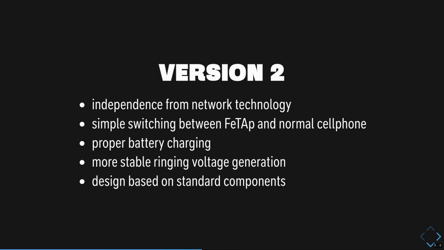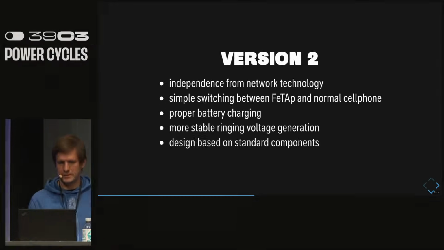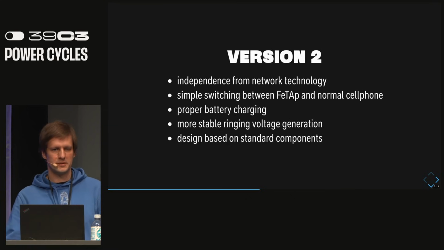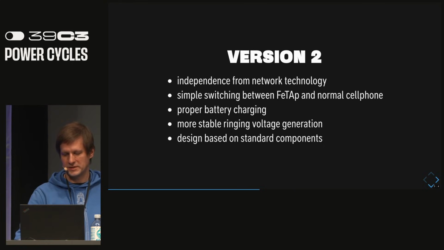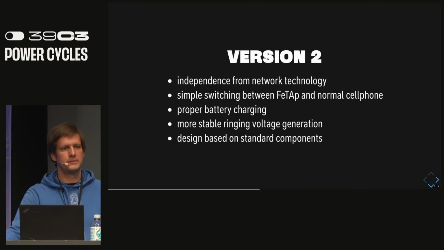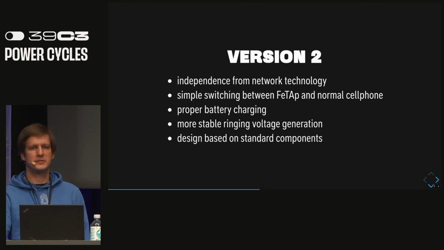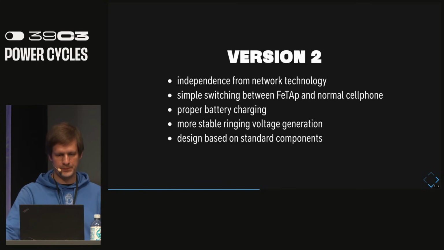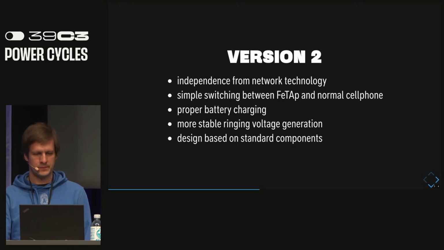So for version 2, my goal was to be independent from network technology. I don't want to be outdated when, for example, 4G or 3G gets outdated. I also want to make switching between using the FeTAp phone and the normal cell phone simple. Then battery charging was missing. I wanted to add that too.